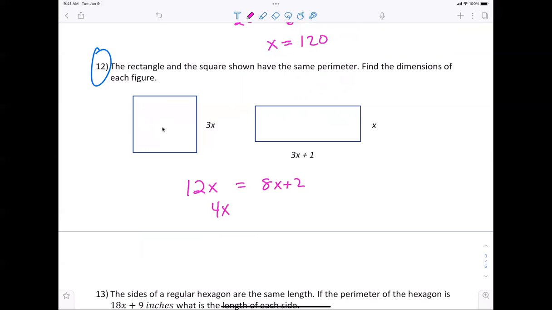And so x equals? 1/2. X is 1/2. So it says find the dimensions of each figure. So the square, the dimension is what? Well, now fix it, because remember x is 1/2, right? So 3 times 1/2 isn't 6. What is it?